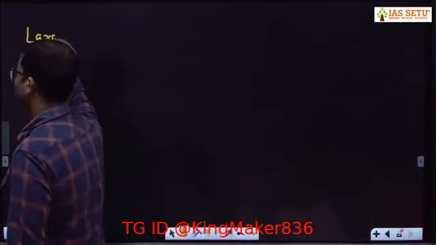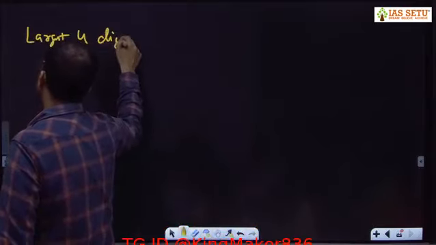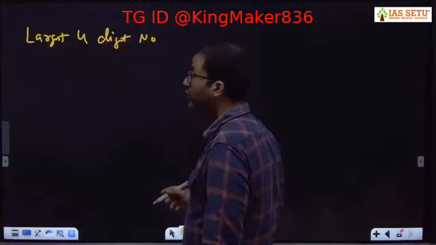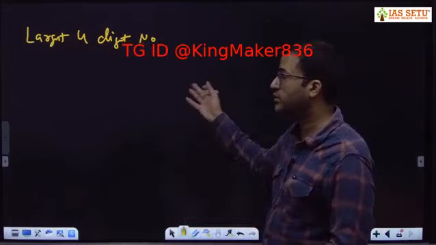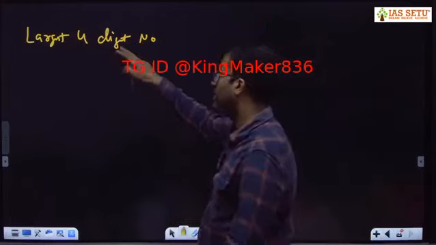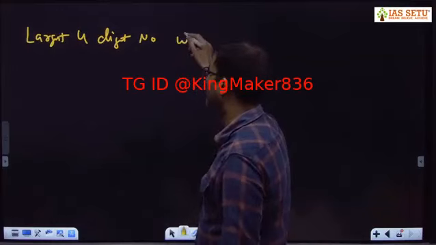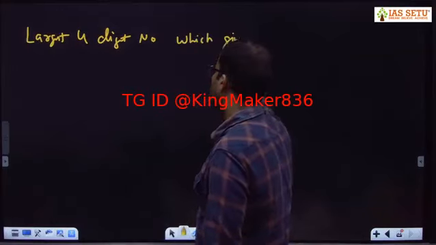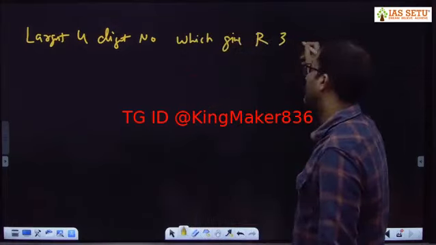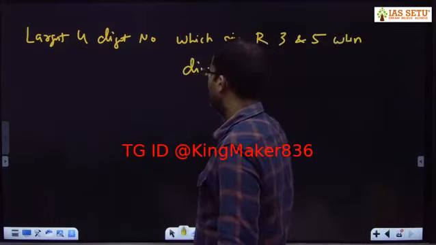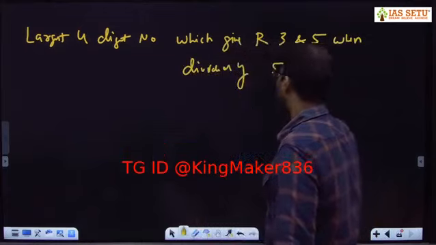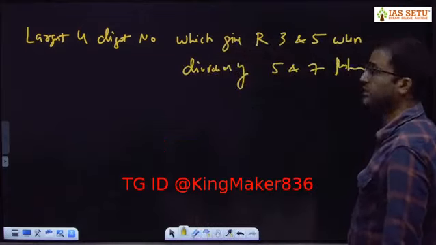In type 7, if it is asked largest 4-digit number, look, the language can also be reversed. Largest 4-digit number which gives remainder 3 and 5 when divided by 5 and 7 respectively.